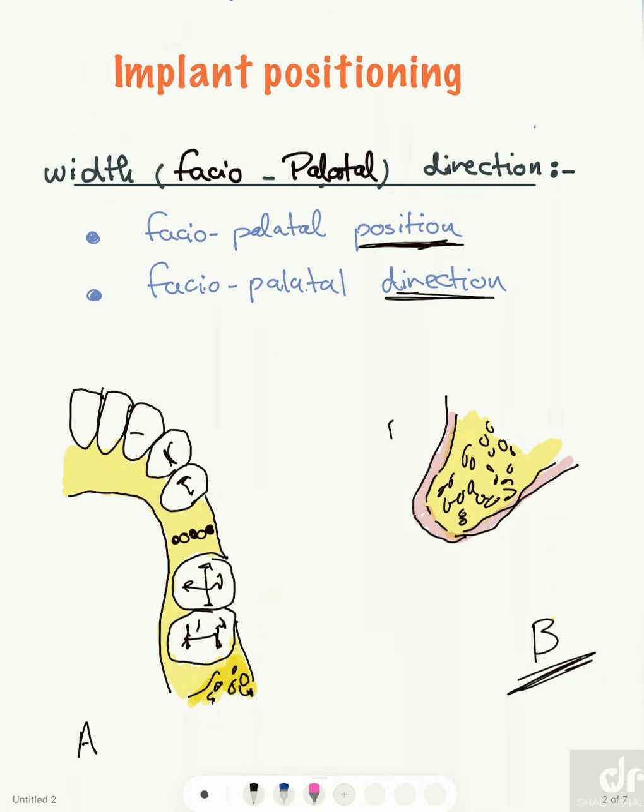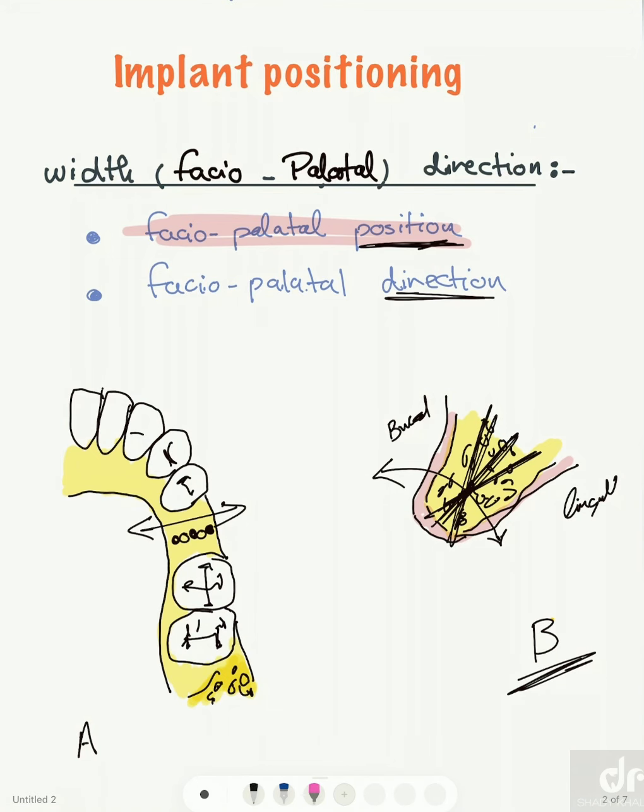Regarding the faciopalatal direction in picture B, we are going to know where exactly, if we consider this is the buccal and this is the lingual, we will put it like here, or here, or like this. So this is the direction, and in A, here is the position. So let's get started with the faciopalatal position, which is the number one category.